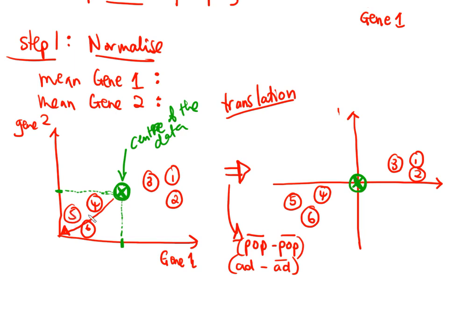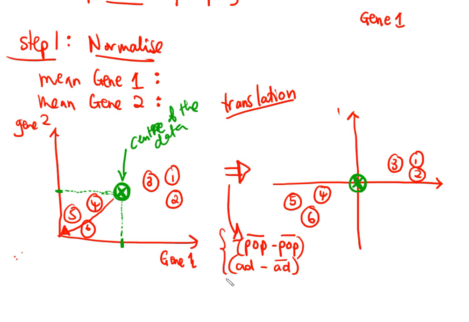Point number 5 minus the mean, it goes somewhere there. 4 minus the mean, it goes somewhere there. 6 minus the mean, it goes somewhere there. 3 minus the mean, it goes where it is now. 1 minus the mean, it goes there. And then 2 minus the mean, it goes there. And the mean minus the mean, it goes to 0. So basically we just translated. So that's what we mean by translated.